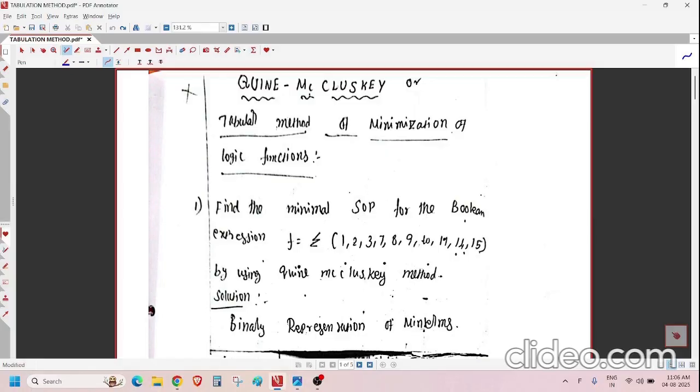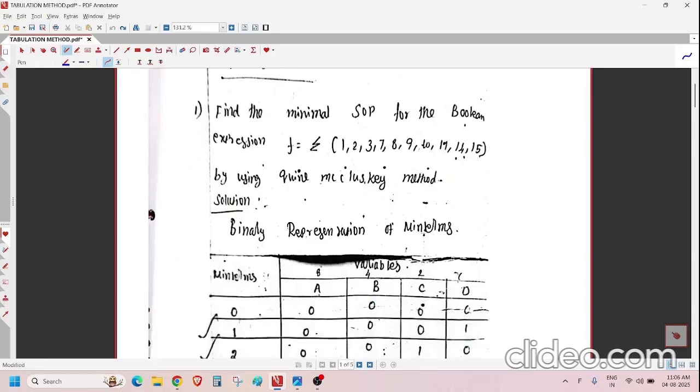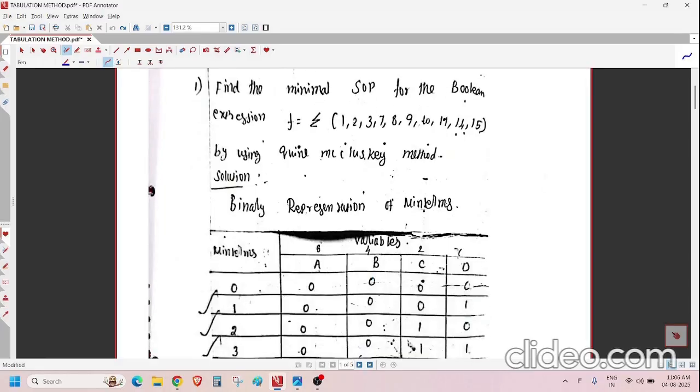Okay, since I already told you, this is one of the methods of Boolean function simplification. Here I'm mentioning one example: find the minimal SOP for the Boolean expression f equal to summation 1, 2, 3, 7, 8, 9, 10, 11, 14, 15 by using the Quine-McCluskey method.